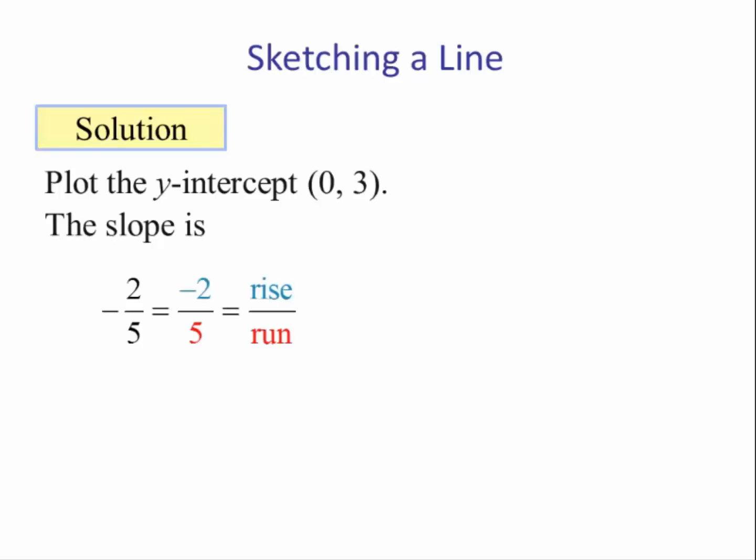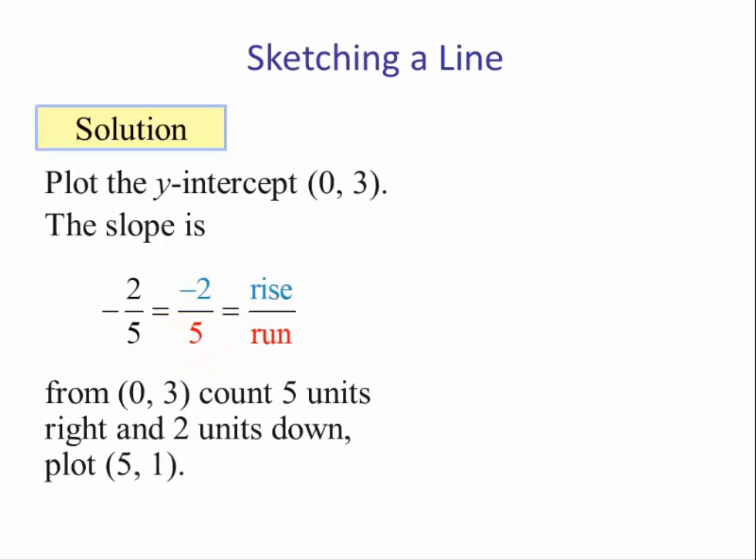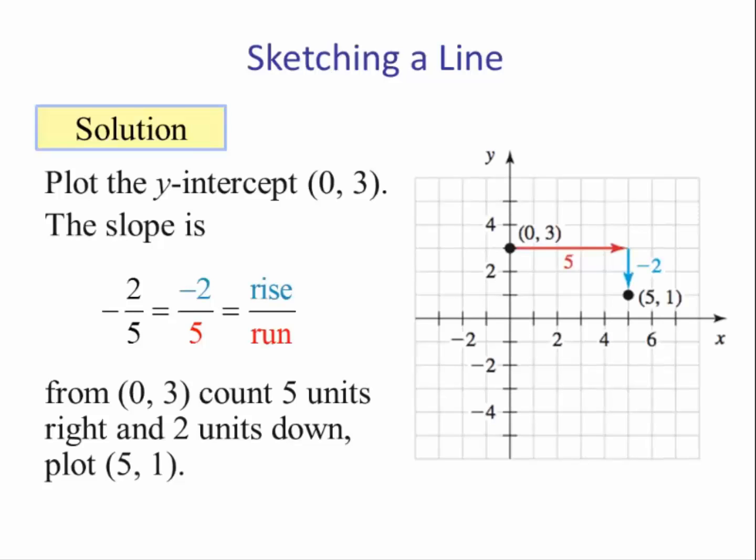The slope is -2/5, which we could write as a -2 over a +5, or we could have done a +2 over a -5. Let's do the first one. So the rise is -2, the run is a +5. So this means we're going to go down 2 and we're going to go to the right 5. So from 0, 3, we're going to count 5 to the right and down 2 units and plot 5, 1.